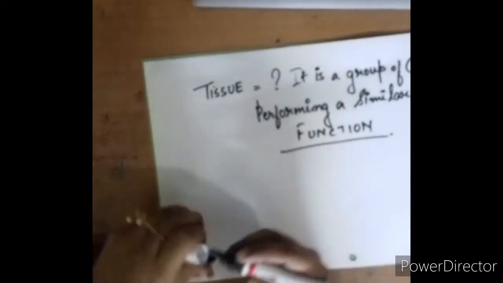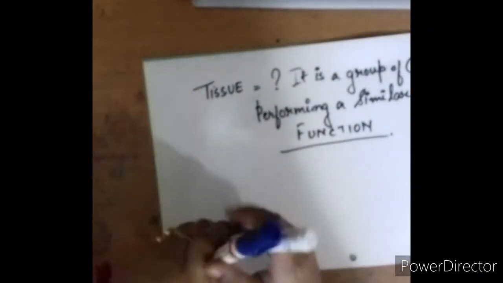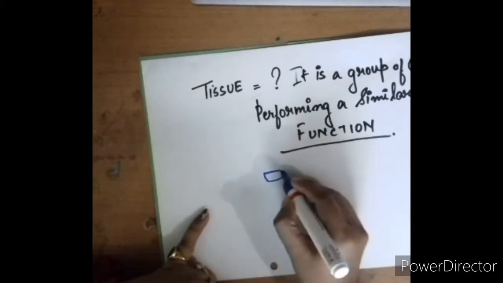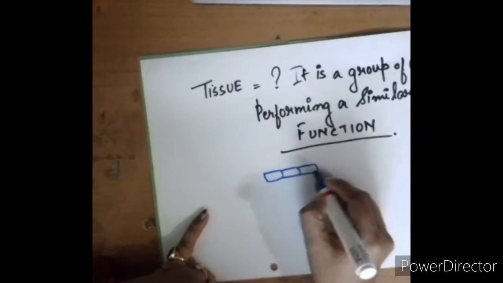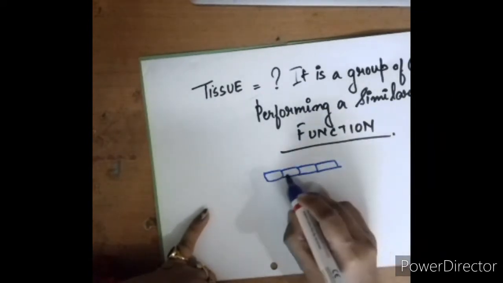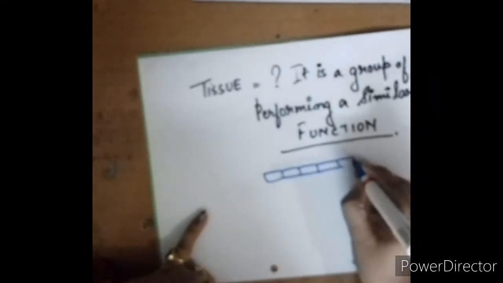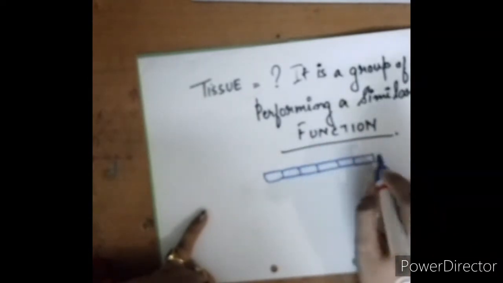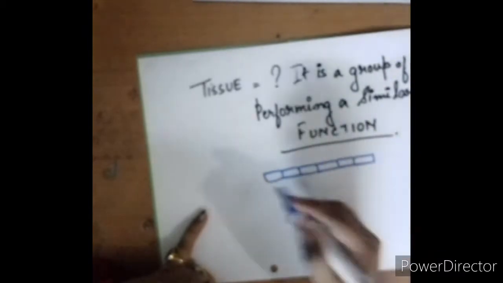For example, if I give you an example of epidermal cells, we'll find they are a little bit rectangular in shape, and you can see there are no spaces in between. So these are epidermis. It is a type of cell which performs a separate function.